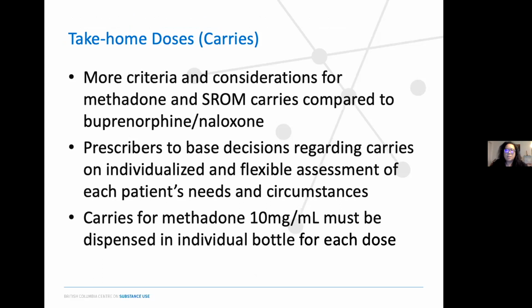We can touch upon this a little bit later when new guidelines come out, but it does touch upon carries. There are considerations right now, of course, for methadone and SROM, or slow release oral morphine. Again, when the newer guidelines come out, there will be a little bit more talk about carries, and prescribers basing decisions regarding carries on an individualized and flexible assessment of the person.